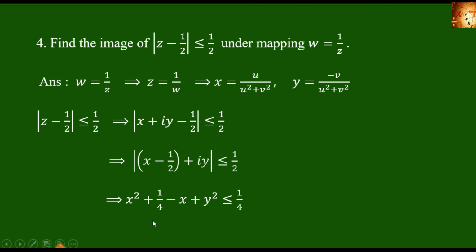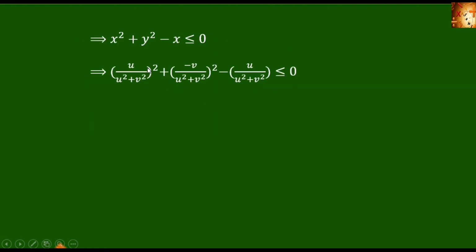Here 1 by 4 is a common term, so they cancel each other, and substitute for x and y. We get u square by (u square plus v square) the whole square plus (minus v divided by u square plus v square) the whole square minus u divided by u square plus v square less than or equal to 0. On simplifying and rearranging the terms we get u square plus v square divided by u square plus v square minus u less than or equal to 0. That is 1 minus u less than or equal to 0, which means u greater than or equal to 1. So this is the image in the w plane.